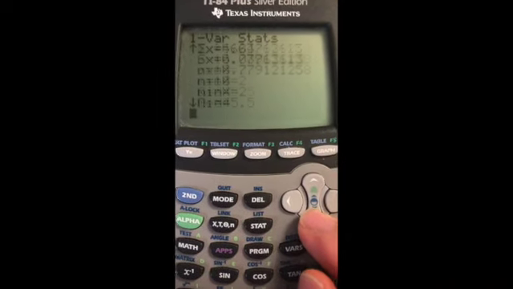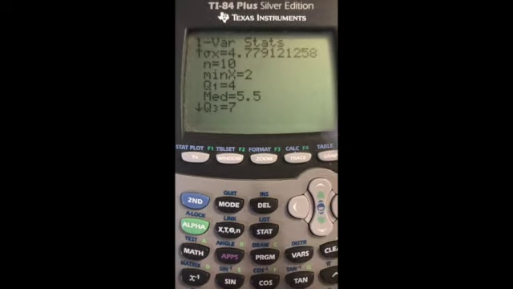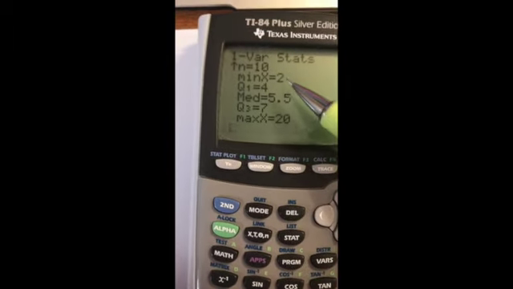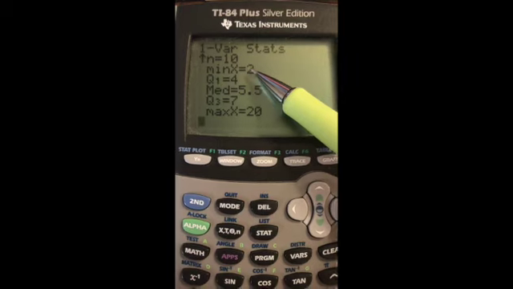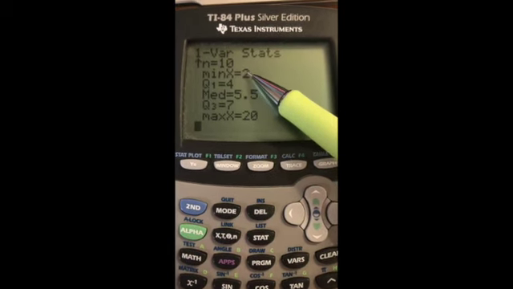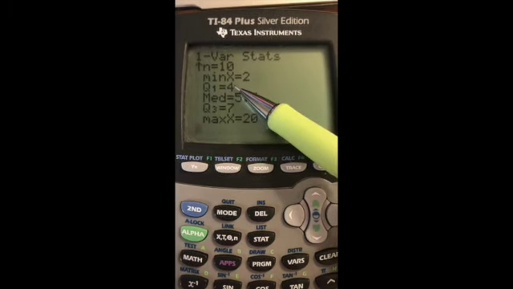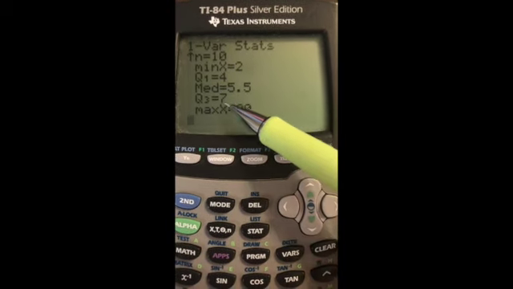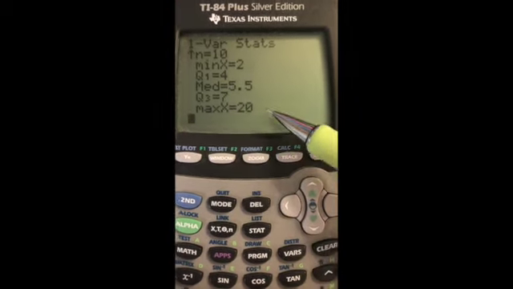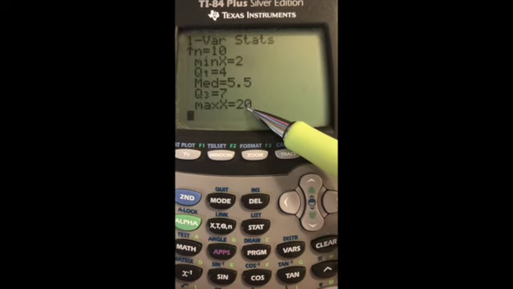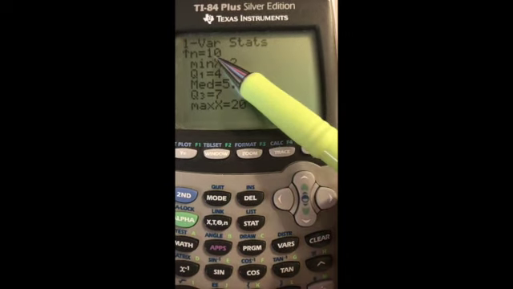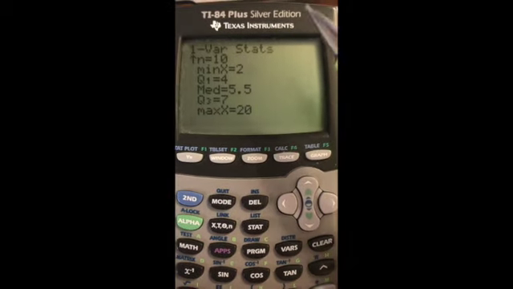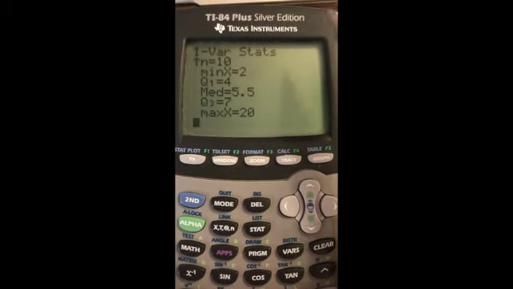Then we want to talk about the bottom right here, n, how many data pieces we have. This is called the 5 number summary, and we're going to be using that also. The smallest is 2, quartile 1 is 4, the median is 5.5, quartile 3 is 7, and the maximum number is 20. So this is called the 5 number summary. Just make sure you understand the vocabulary.